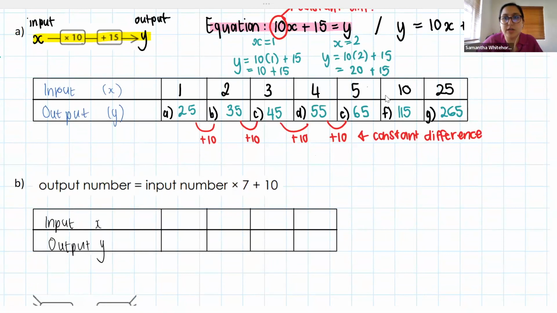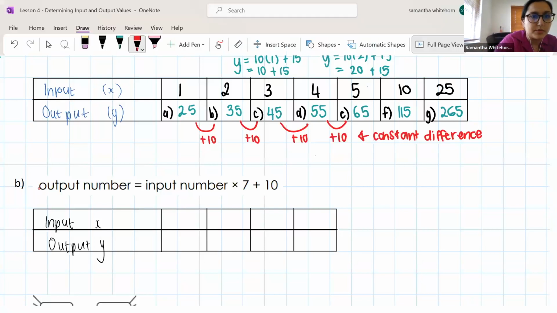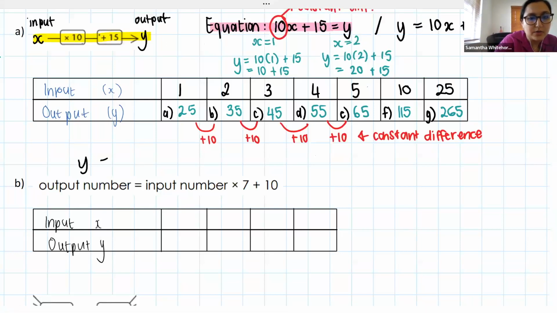Right, so guys, you're going to try question B by yourselves. I just want to chat about what is being described here, and then you're going to give it a go. B is saying our output number. So remember, this is y. It is found by taking the input number and timesing it by 7. So 7 times x plus 10.